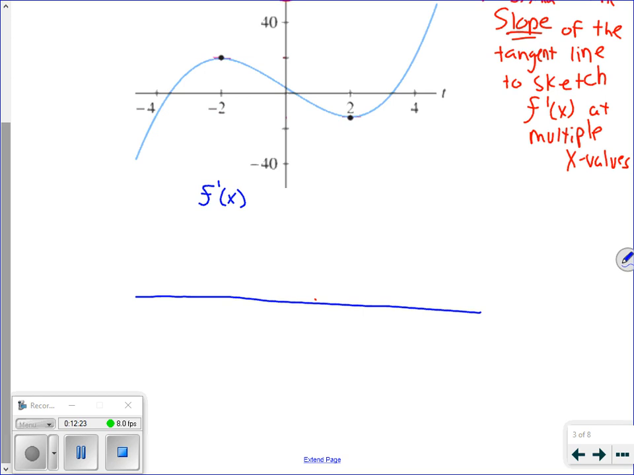You could draw it on the same graph above if you really want to. I'm going to just sketch it below. I'm going to keep them separate so you can see what we're dealing with.